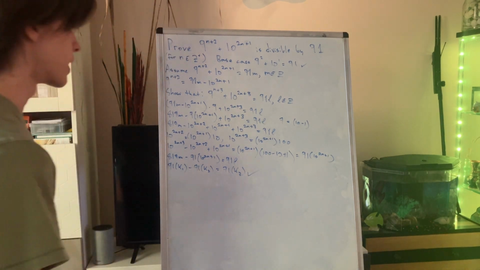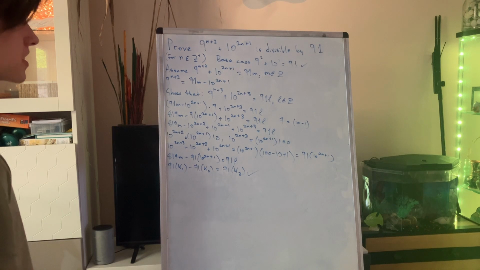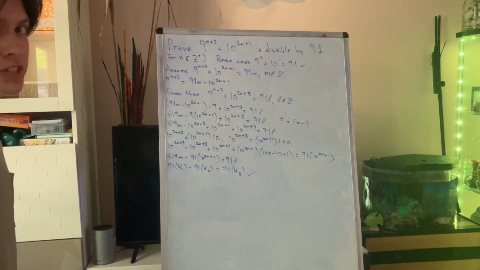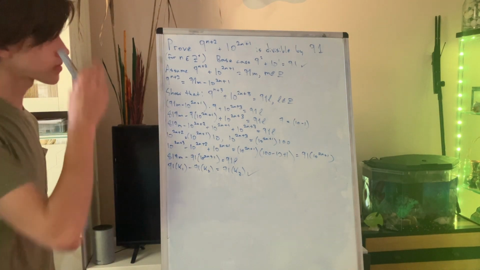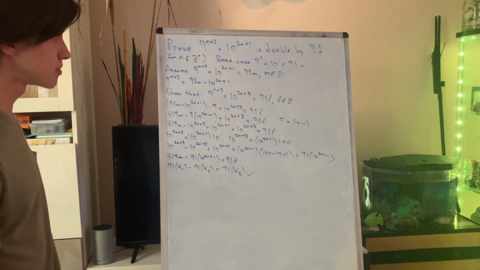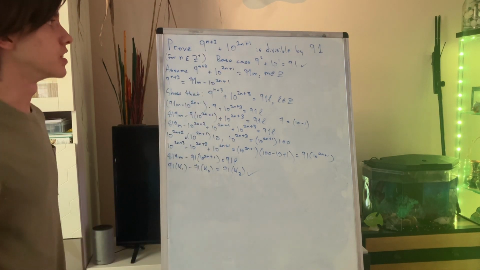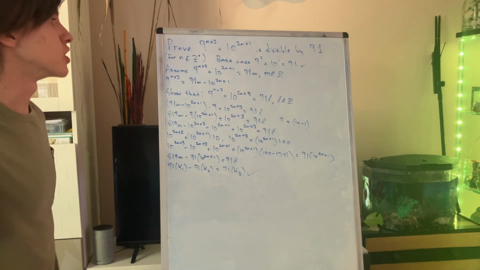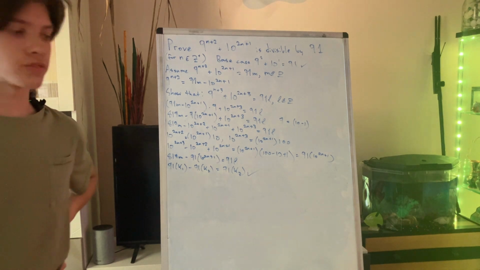And therefore, we have shown that this expression for case n plus 1 is in fact divisible by 91. We have proved the induction step, so we have proved the initial statement. This is going to be divisible for all n in the positive integers.